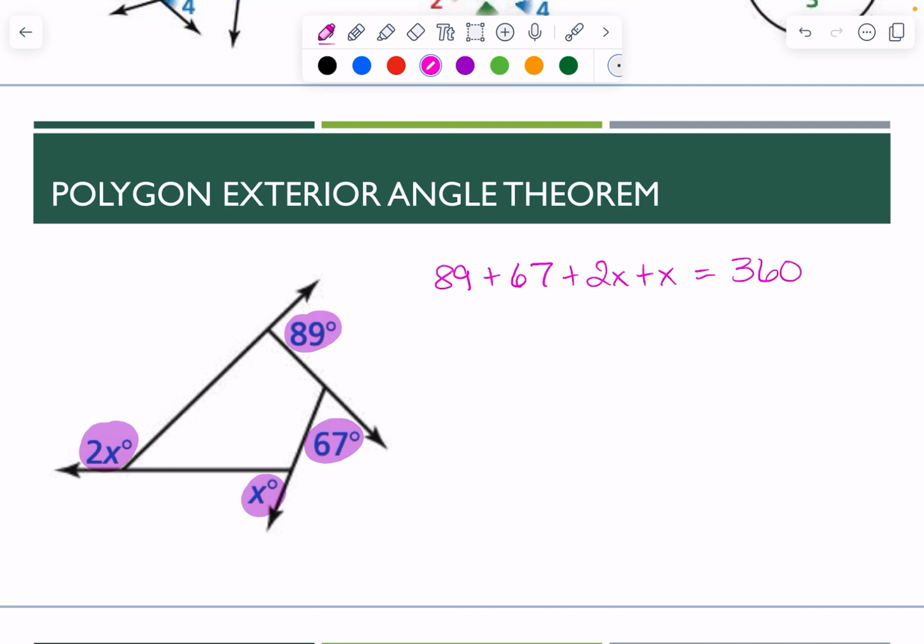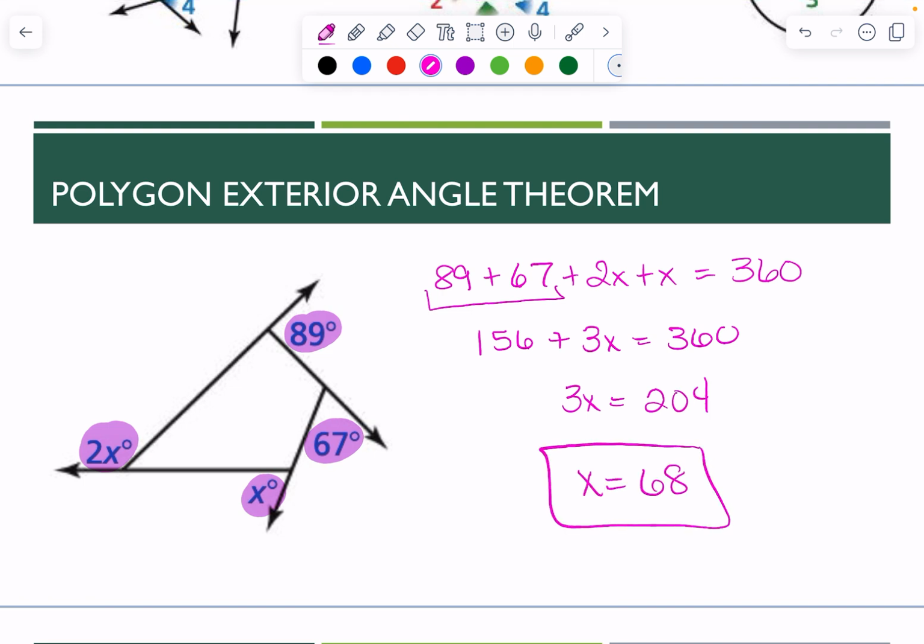Once we're here, we just simply add those together. So that's going to give us 156 plus 3x equals 360. I'm going to subtract 156, which is going to give me 204. Then I'm going to divide by 3, so x would have to be 68 here.